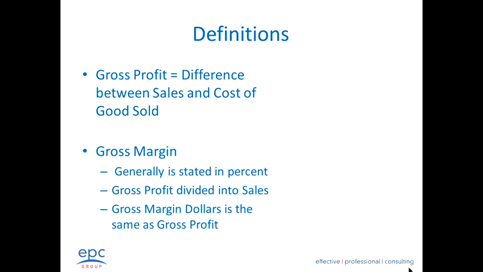Now we're going to talk about gross profit. And gross profit is the difference between sales and cost of goods sold. Gross margin generally is stated in a percent. It's basically gross profit divided into sales. And gross margin dollars is the same as gross profit.